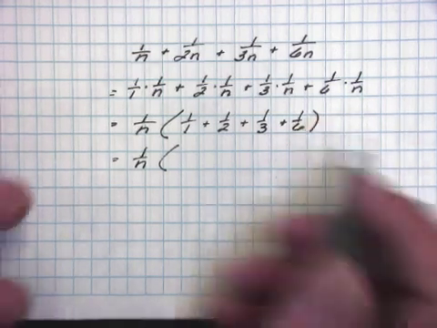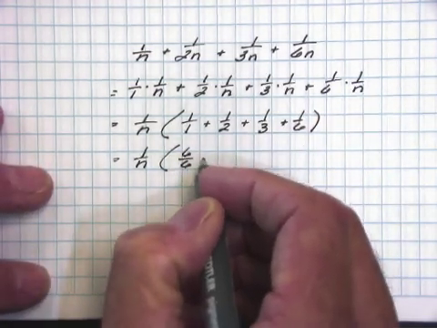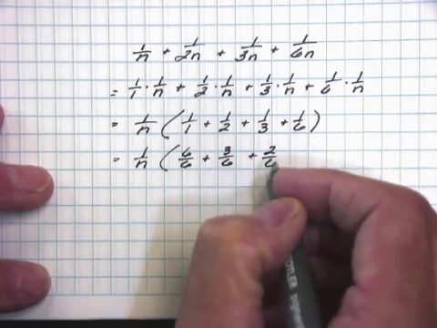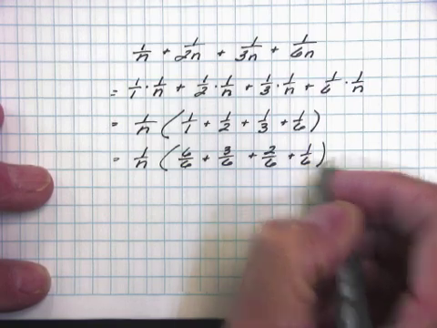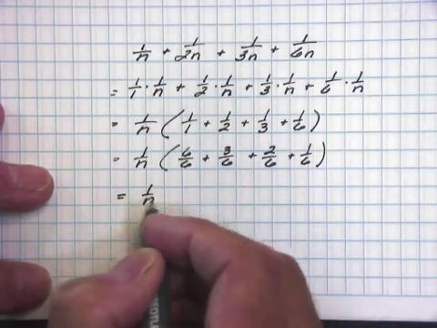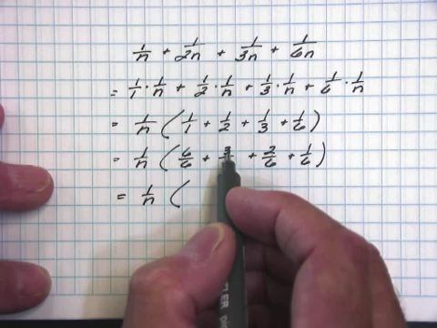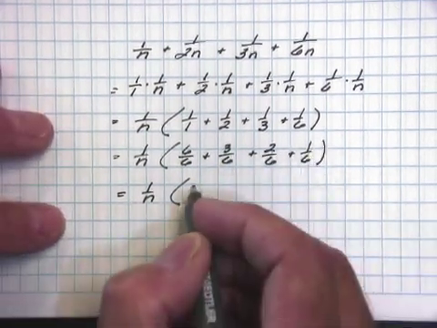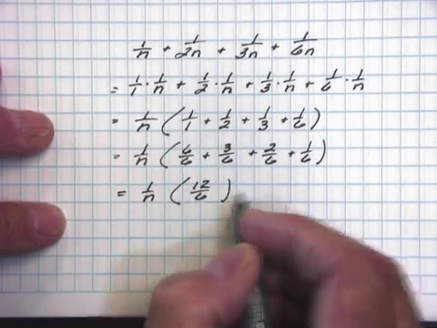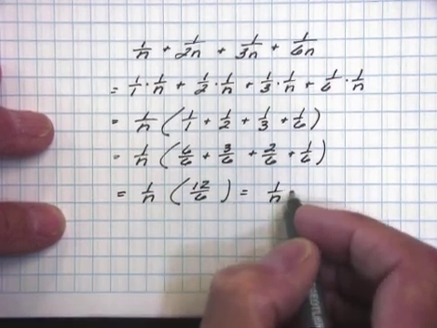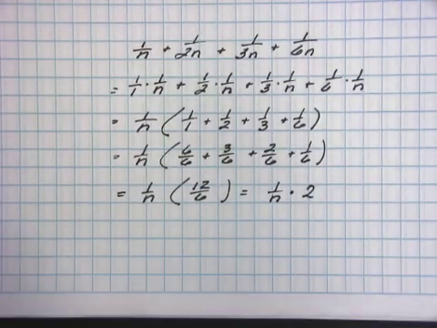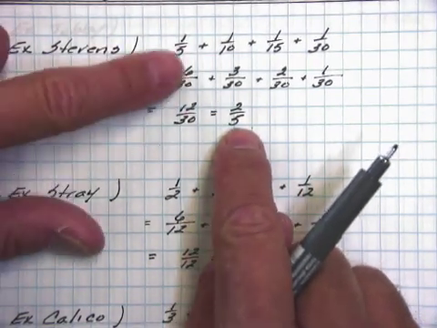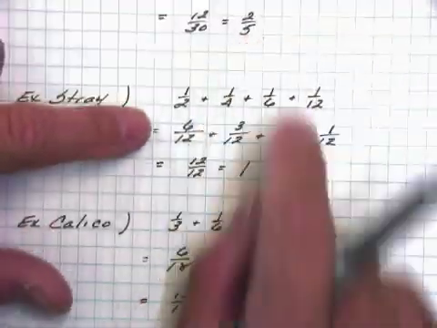So let's keep going. I've got 1 over n times, now let's make all these have common denominators. Okay? 1 is 6 over 6. A half is 3 over 6. A third is 2 over 6, and 1 over 6 is 1 over 6. So I've got 1 over n times 6 plus 3 is 9, plus 2 is 11, plus 1 is 12. This is 12 over 6, which is the same as 1 over n times 2.